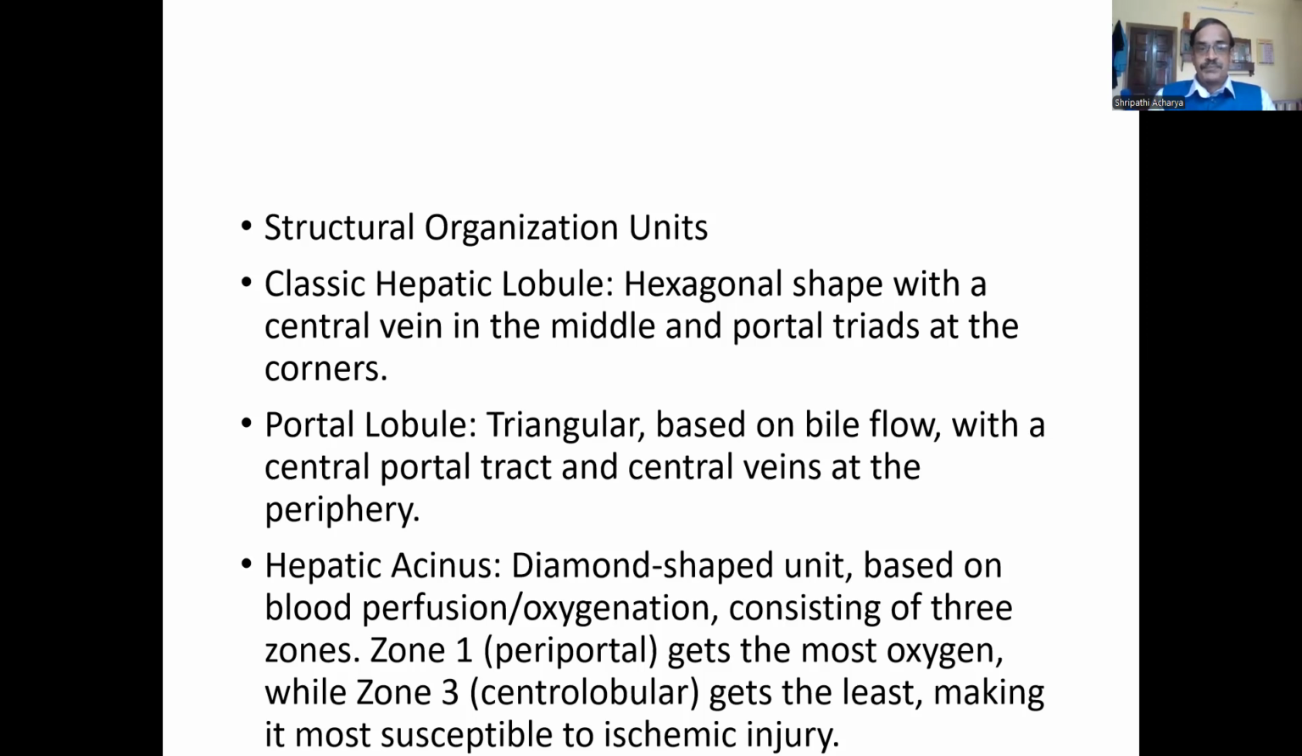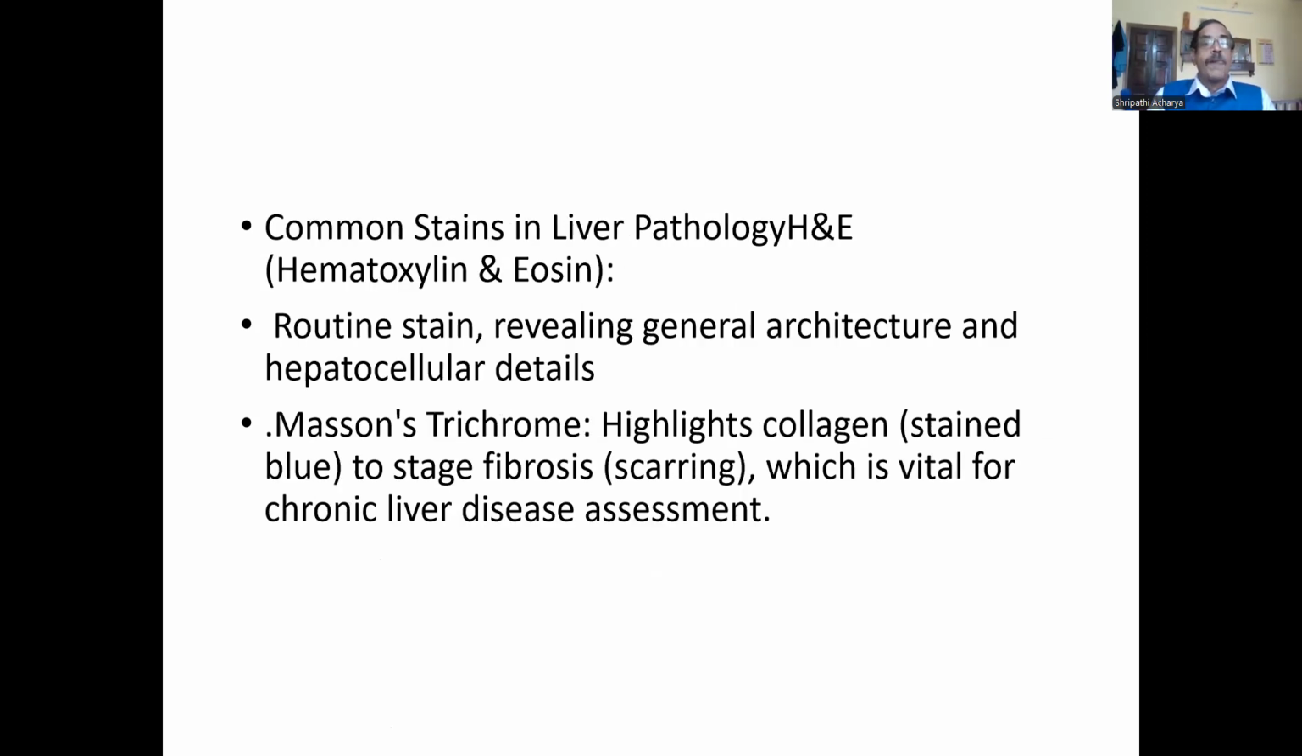injury. Common stains in liver pathology: hematoxylin and eosin. Routine stain, revealing general architecture and hepatocellular details. Masson's trichrome highlights collagen, stained blue, to stage fibrosis, scarring, which is vital for chronic liver disease assessment.